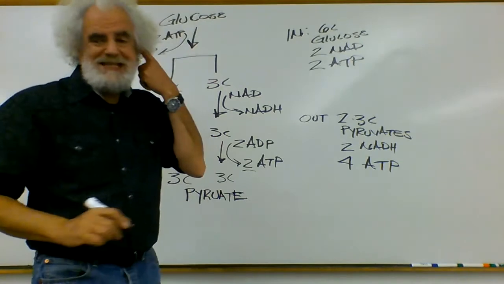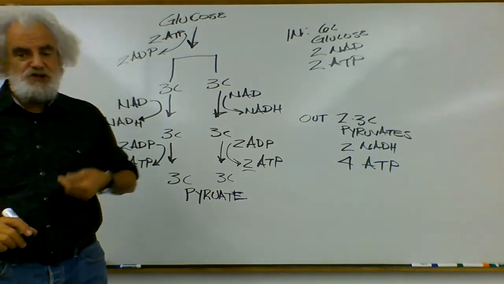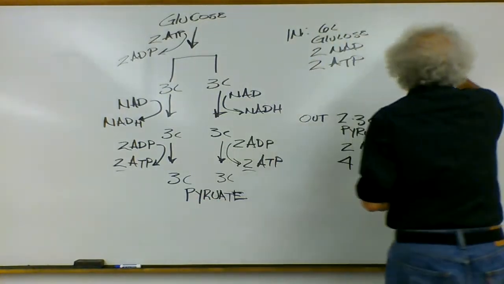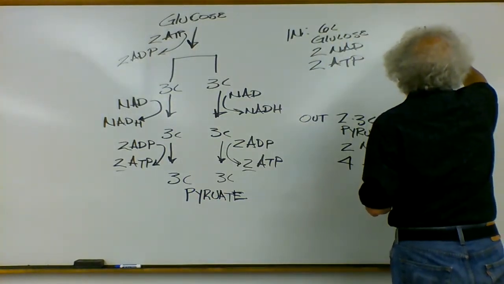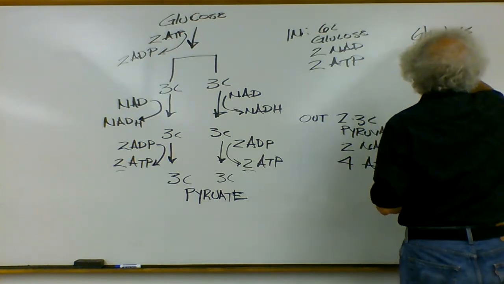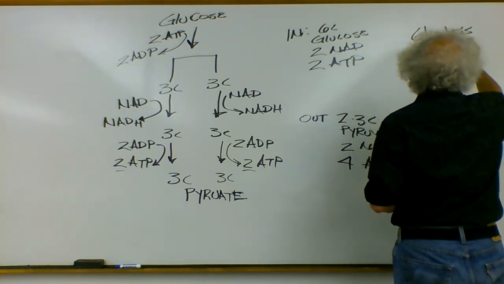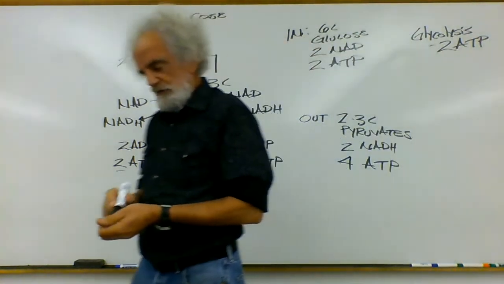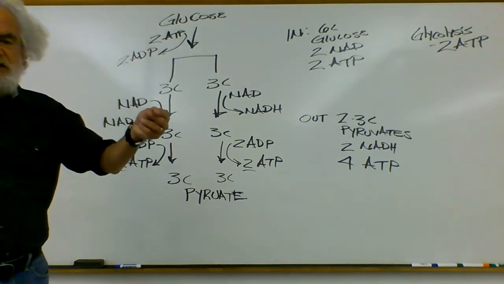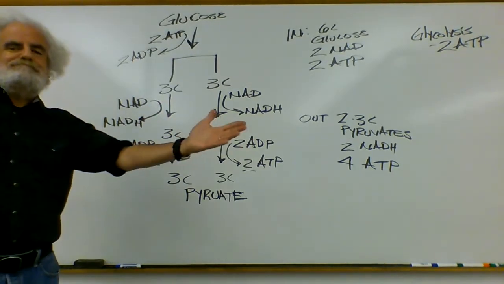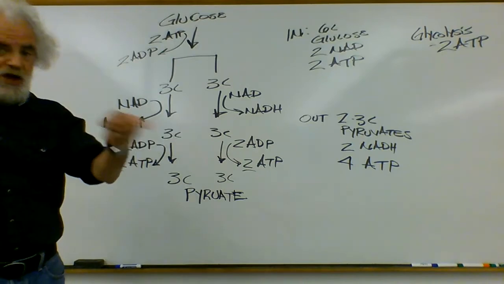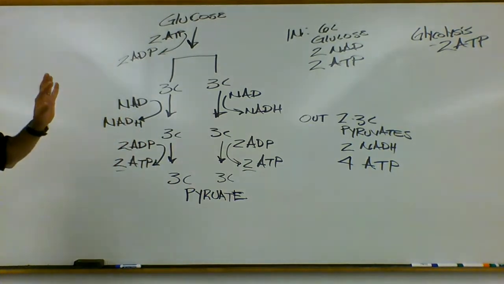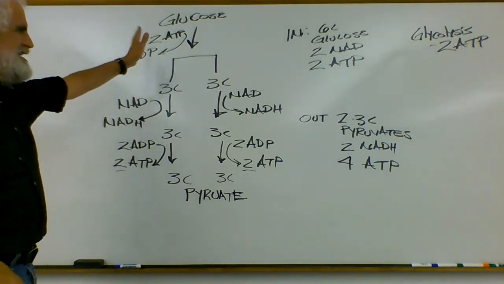So what this means is, in terms of our ATP accumulation, getting towards our goal of 36, we can say this. Glycolysis generates 2 ATP. So, it takes 2 to start it. We get 4 out, a net gain of 2 ATP. Whoopee! We're supposed to get 36. Where's my money?